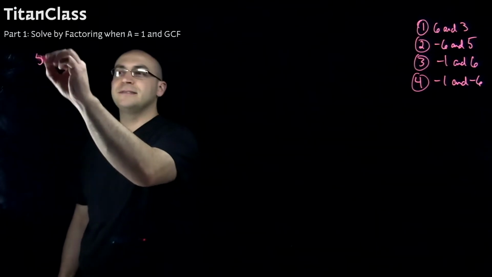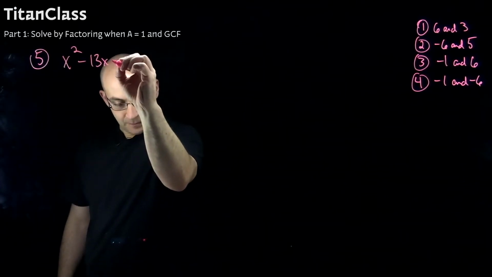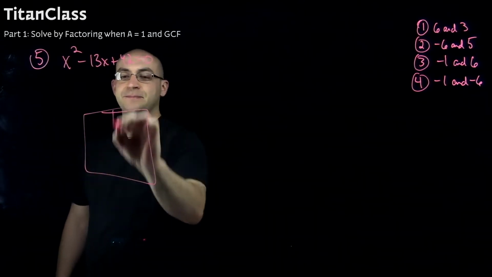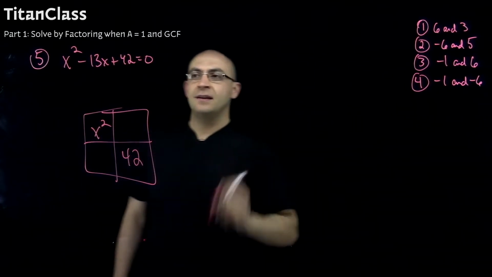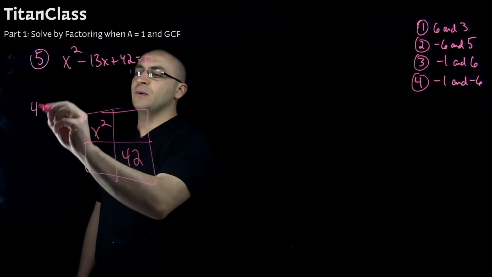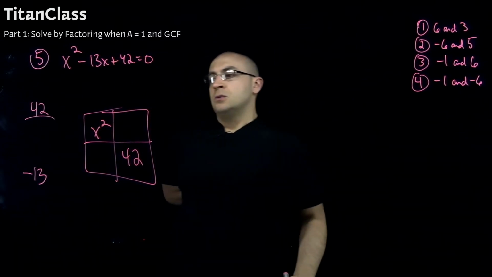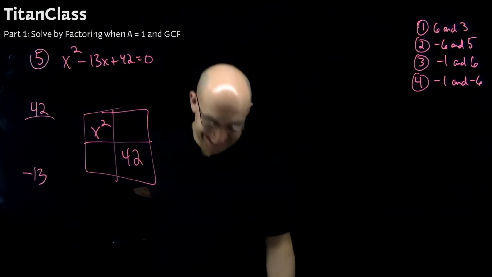This is 5. Okay. X squared minus 13x plus 42 equals 0. Area model all the way. X squared and 42. Looking for factors of 42 that add or subtract to -13. 6 and 7.